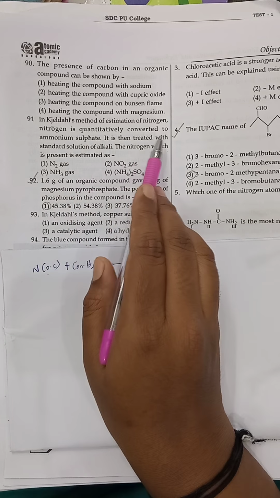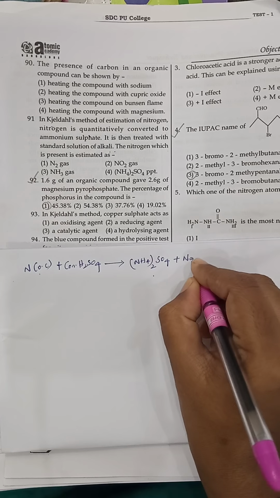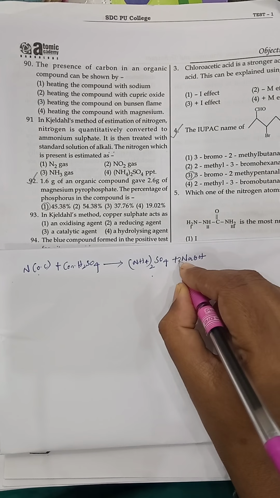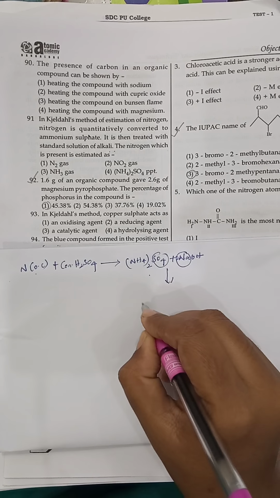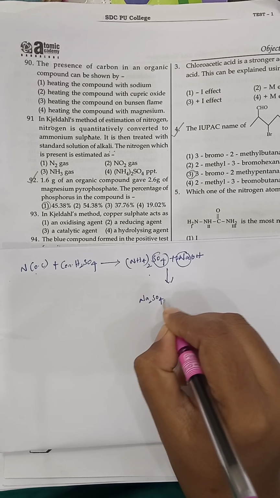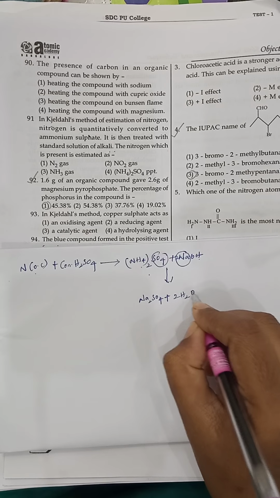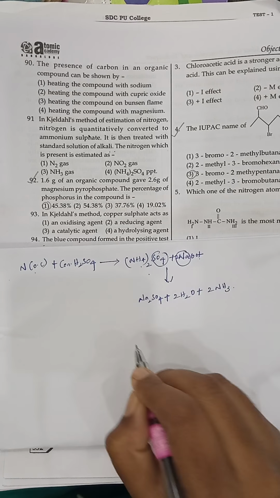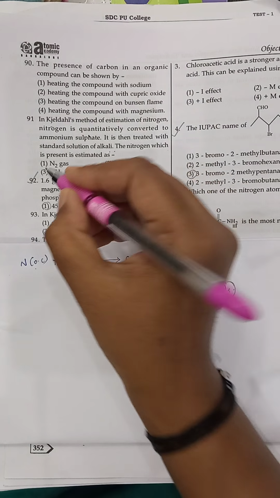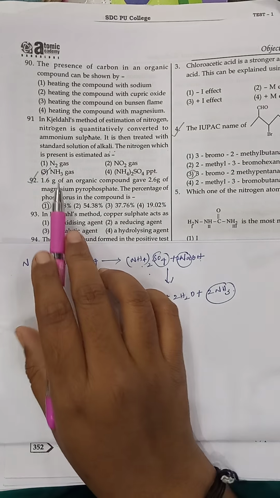Now this ammonium sulfate is treated with alkali. Alkali is nothing but a base, that is NaOH. Whenever 2 moles of NaOH react with this, 2 Na react with SO4 to give Na2SO4, the 2 hydrogens react with 2 hydroxyl groups to give 2H2O, and it gives 2 moles of ammonia, NH3. That means nitrogen is liberated in the form of what? Ammonia. So the answer is the third one. Nitrogen is estimated in the form of ammonia gas.